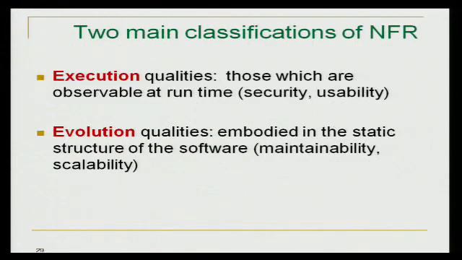So two main classifications then. These all fall under what are called execution qualities, things that you can actually observe at runtime, like security or usability, and then evolution. These are things that aren't quite as obvious, but are very important, like maintainability and scalability.